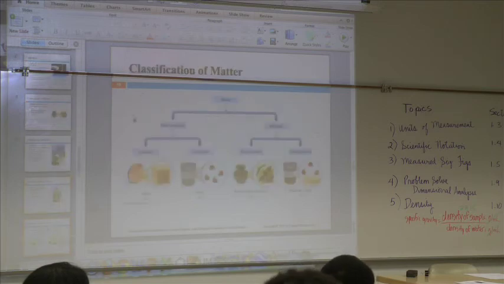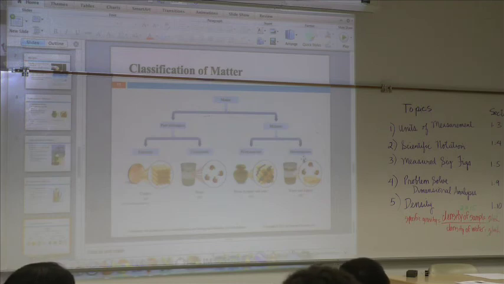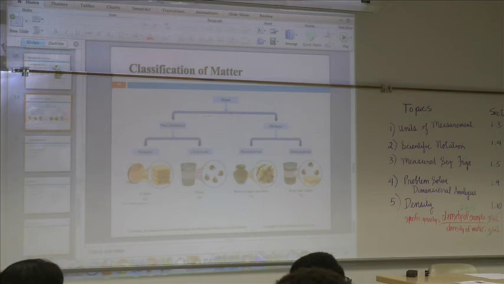So you can actually make a flow chart, right? So you have matter, it can be a pure substance, or it can be a mixture. If it's a mixture, a homogeneous mixture or a heterogeneous mixture. And if it's a pure substance, elements or compounds. So make sure you know the definition.